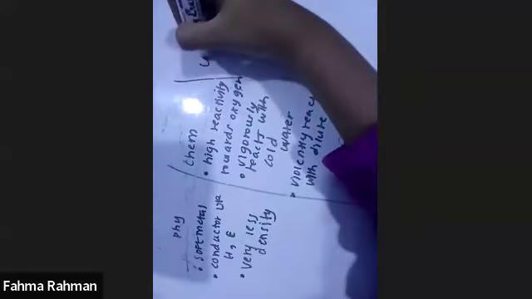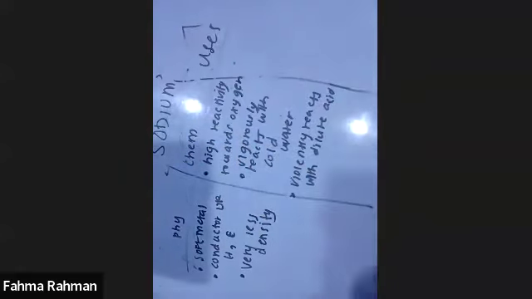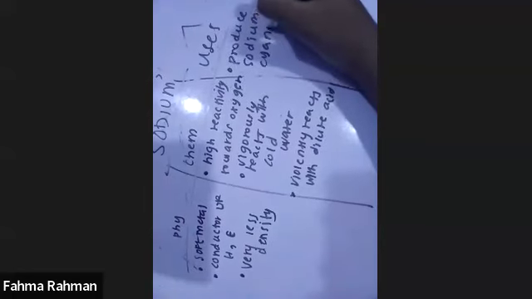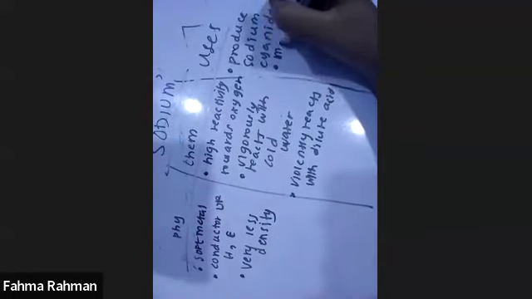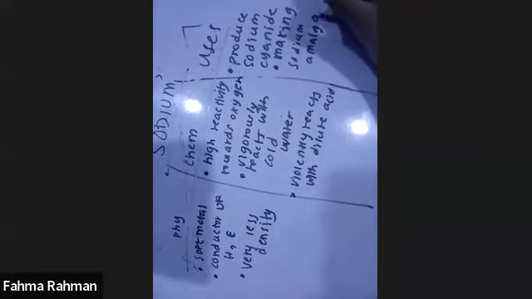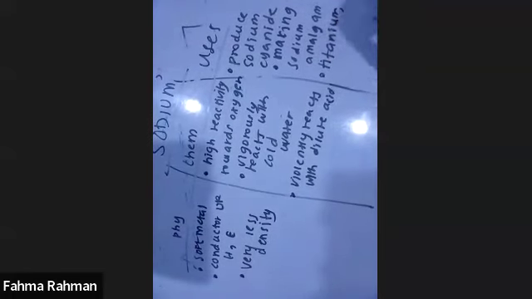Then if you move on to the uses of sodium metal, still we are discussing sodium. If you move to the uses of sodium, you can say it is used for producing sodium cyanide, making sodium amalgam, extracting metals such as titanium and zirconium, and it gives street lights a yellow glow. So this is basically the summary of sodium.